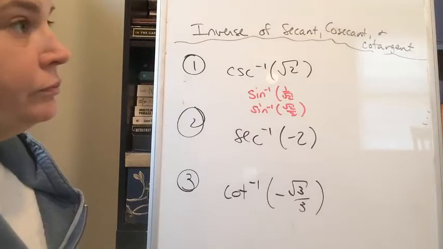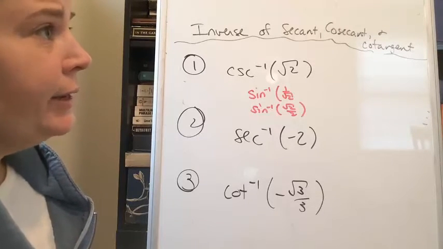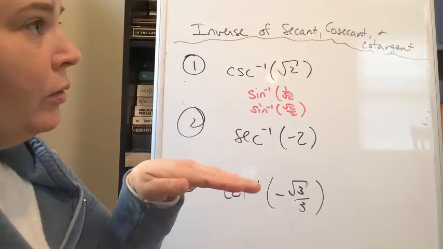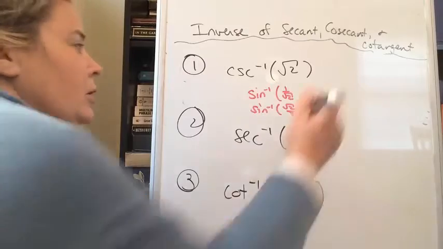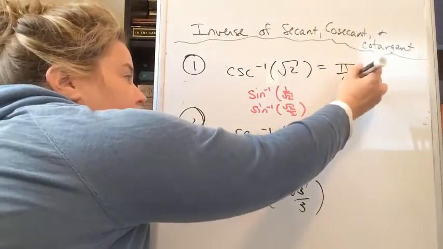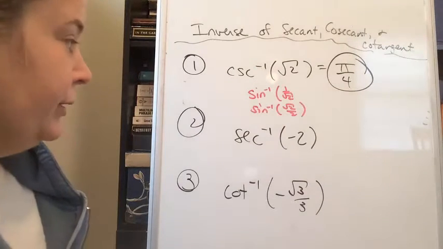And the range for inverse cosecant is almost the same as the range for inverse sine, so from pi over 2 to negative pi over 2. This is positive, so it's not very confusing. It's in the first quadrant at 45 degrees.